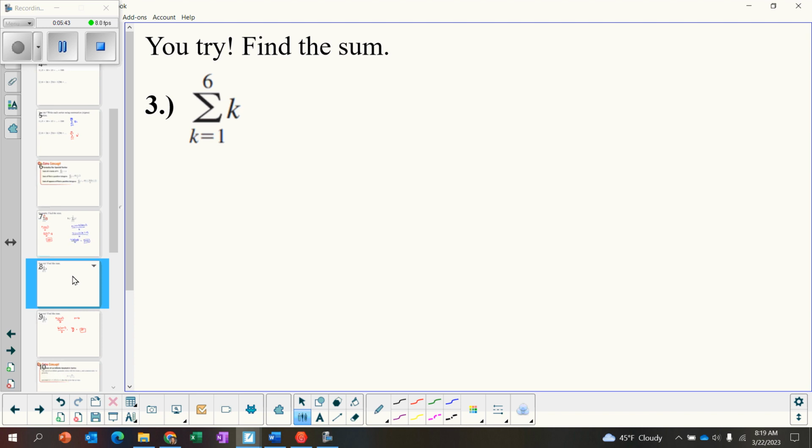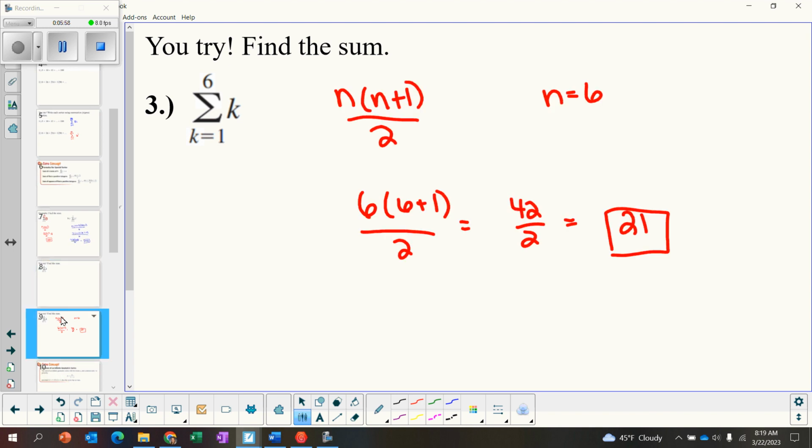So you go ahead and try this one. Pause. When you're ready to see the answer, hit play. All right, so this one was just k. They used a different letter this time, but it wasn't anything special, so we just used n as 6 in the formula n times n plus 1 over 2, and we get a total sum of 21.